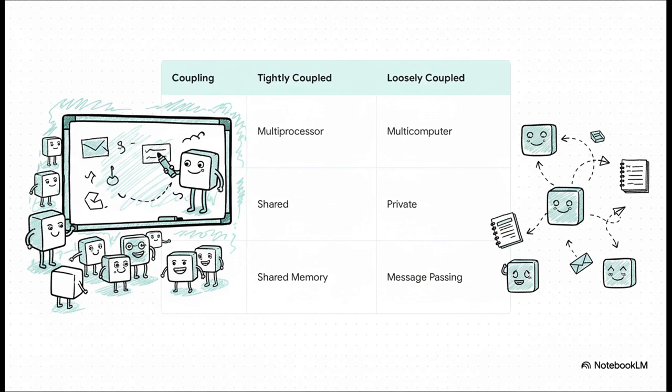On one side, you have multiprocessors. These are tightly coupled. The best way to picture this is a team of processors all crowded around a single shared whiteboard. That's their common memory. They communicate by writing things on the board and reading what others wrote. On the other side, you've got multicomputers. These are loosely coupled. This is more like a team where every member has their own private notebook, their own memory, and to communicate, they have to send messages or emails back and forth.